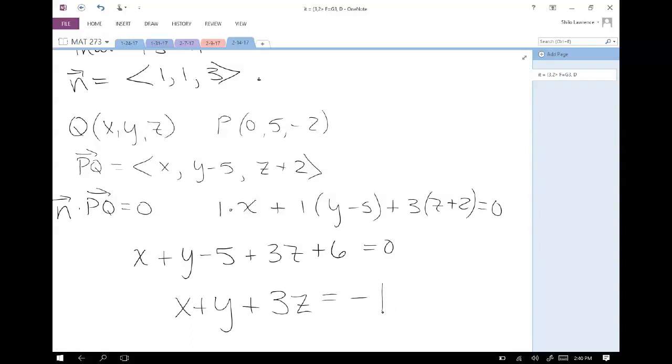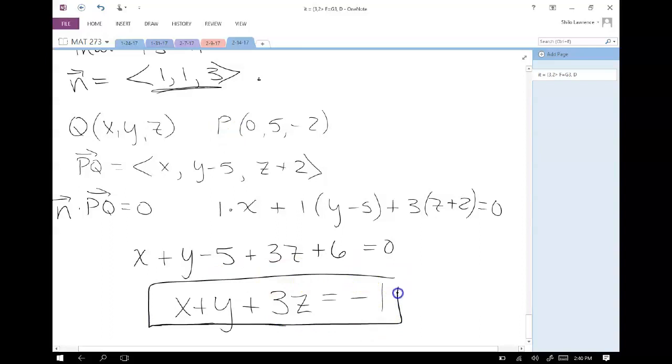What were the components for the normal vector? 1, 1, 3. What are the coefficients on x, y, z? So even after we do the algebra to get it into general form, you can still see those components. The 1, 1, 3, we still see them here. So you can still look at the equation for a plane and look at the coefficients and figure out what the normal vector is. What we can't see is what point got used. Because we distributed and combined, we can't see the point anymore. But we can still see the normal vector because it's the coefficients. Okay, so that's the equation for our plane: x plus y plus 3z equals negative 1.